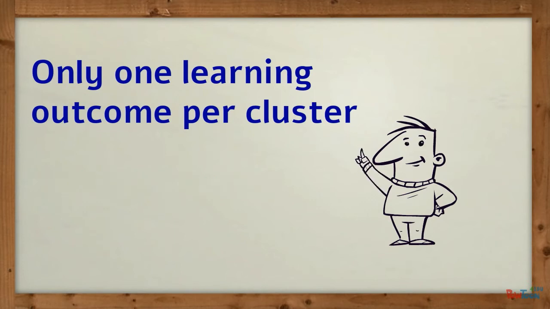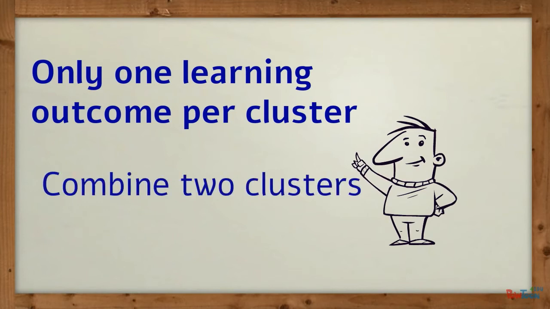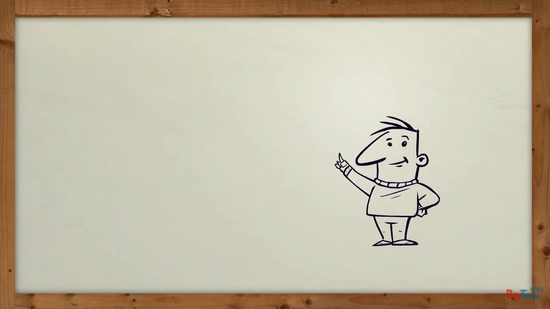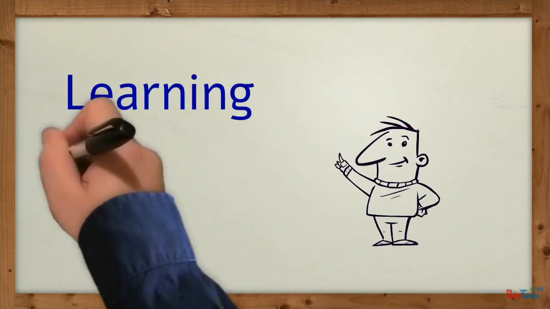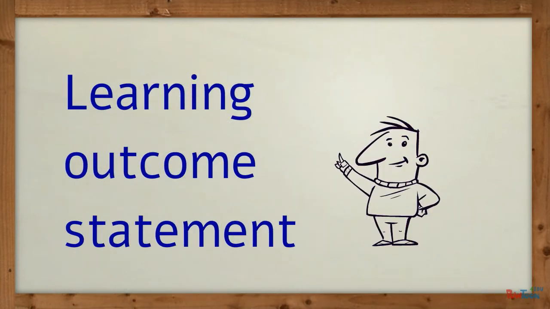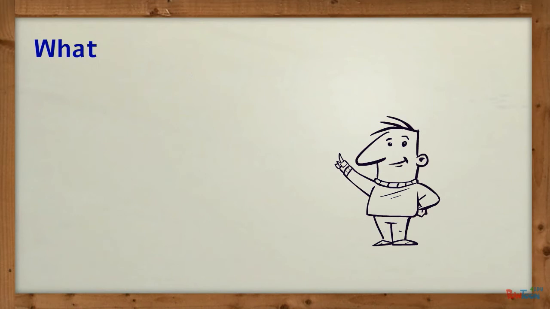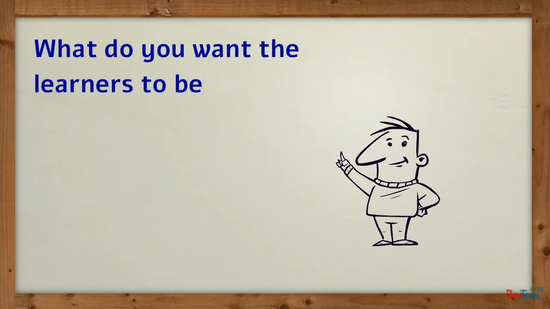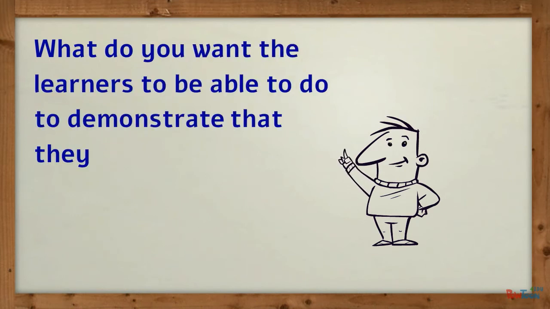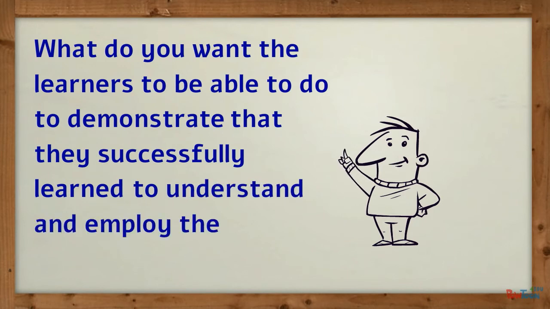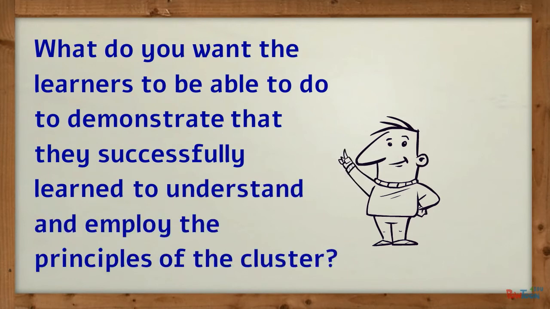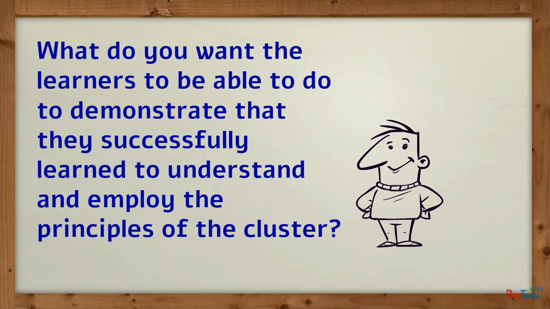Conversely, if you find that two clusters have very similar learning outcomes, then perhaps they should be combined. When writing a learning outcome statement for a cluster, consider this guiding question. What do you want the learners to be able to do to demonstrate that they successfully learned to understand and employ the principles of the cluster? Can you see how answering this question will help you to design a strong learning outcome statement for each cluster?